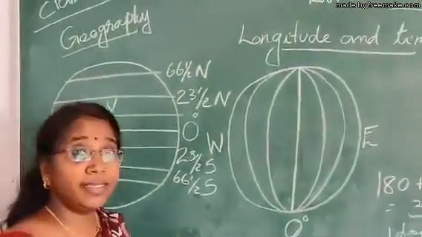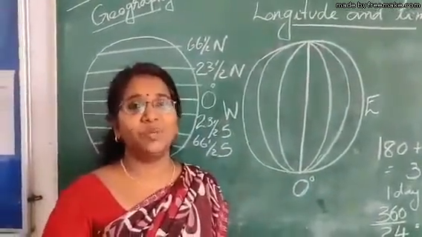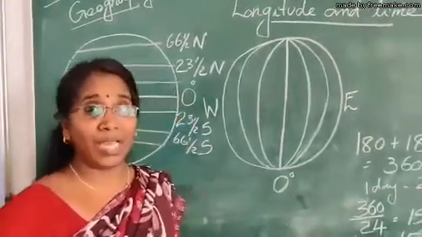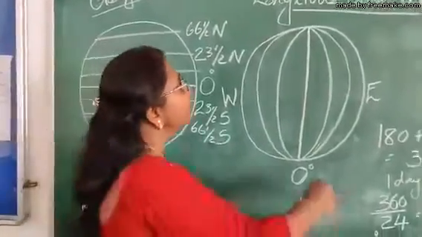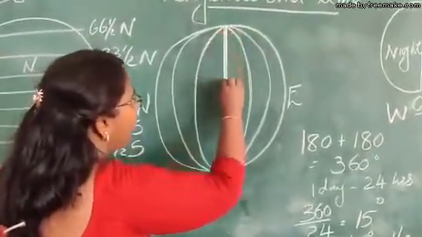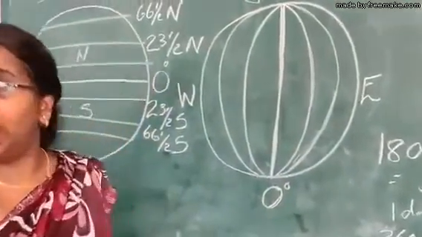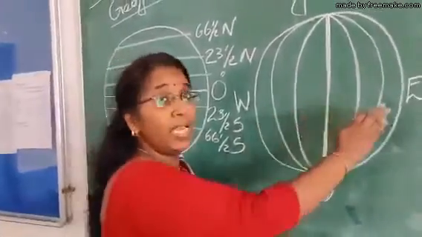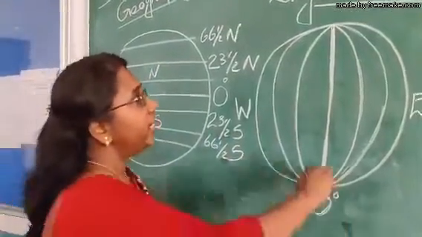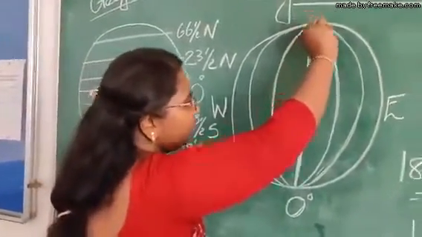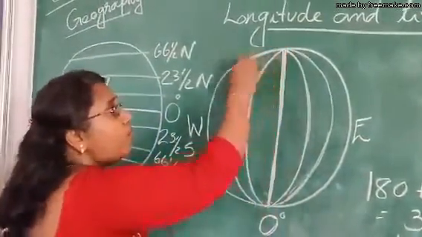Now we are going to discuss in detail about longitude. Longitude has a very close relationship with time. So in order to calculate the time, we should know in detail about longitude. You see, the line passing through the center of the earth is 0 degree longitude. It divides the earth into two equal halves, the eastern hemisphere and the western hemisphere. Again, there are a number of lines running from north pole to south pole. These are all called longitudes or meridians.